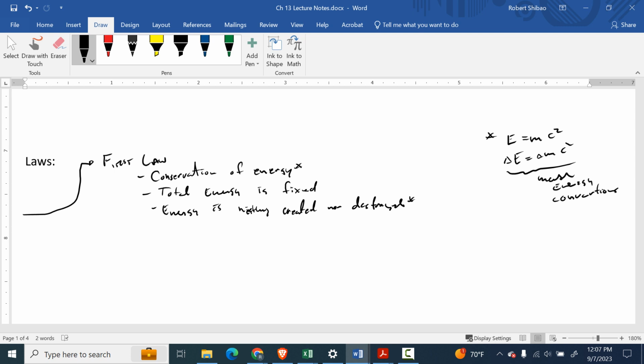So how do we express this in terms of equations? If the total energy of the universe is fixed, then how are we going to see energy changes? How can there be energy changes if the total energy doesn't change? The way there can be energy changes is that we have a system and a surroundings. The system plus the surroundings equals what? The universe.